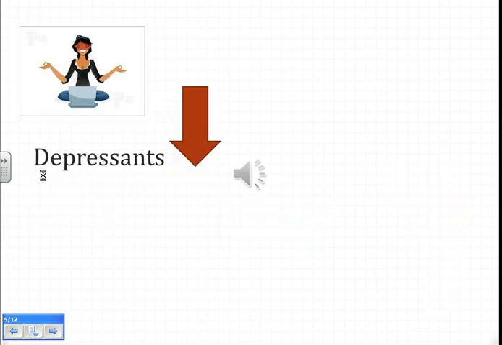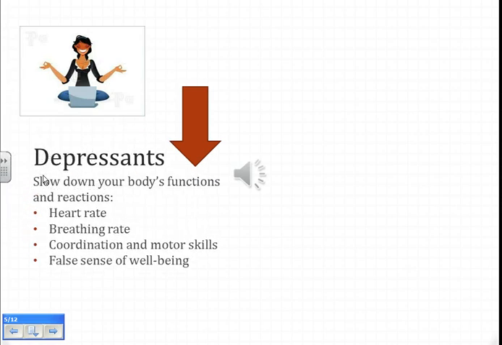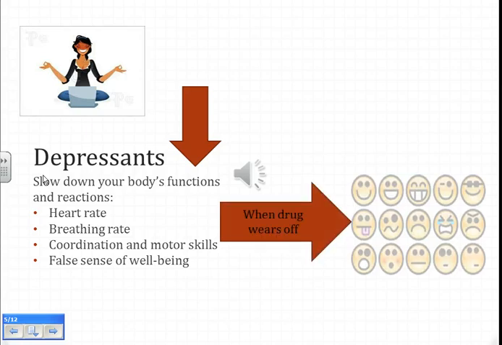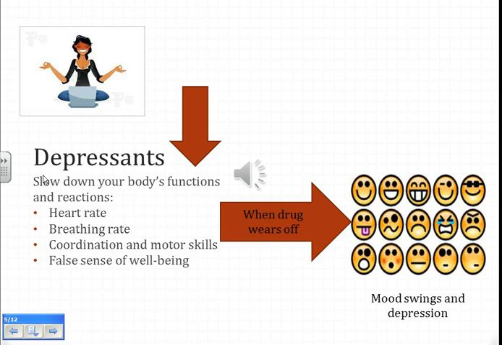Next, we have depressants. These have the opposite effect of stimulants. Depressants slow down your body's functions and reactions, including heart and breathing rates. Coordination and motor skills also slow down. They give a false sense of well-being through reduced anxiety and relaxation, but once the drug wears off, the user may experience mood swings and depression.